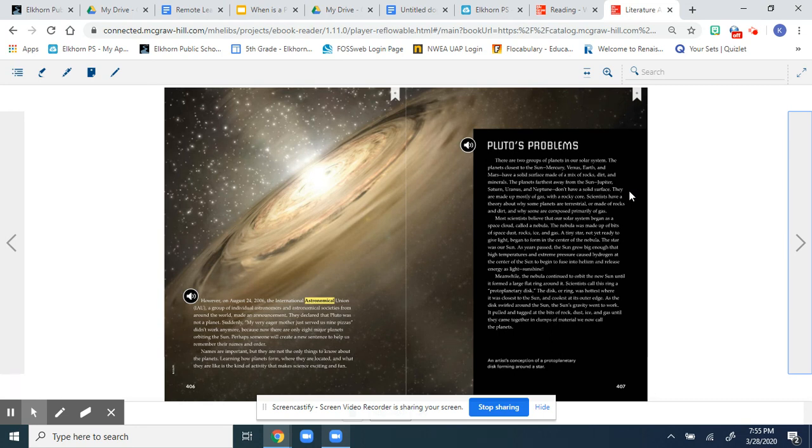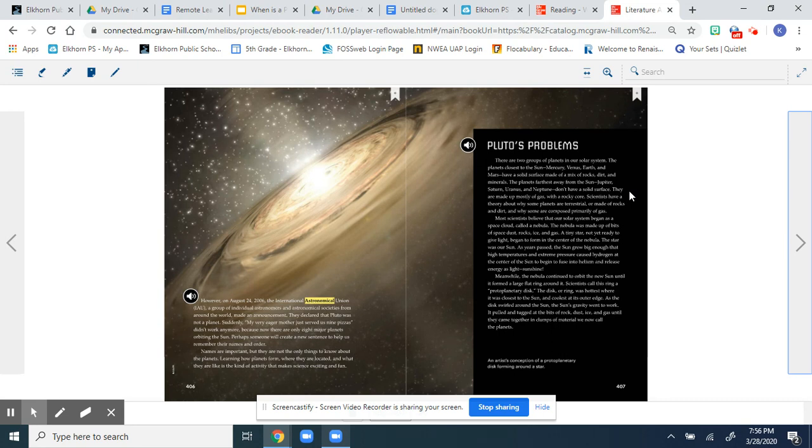Scientists have a theory about why some planets are terrestrial or made of rocks and dirt, and I like that context clue for terrestrial. I'm knowing right away, because it's that definition context clue, it's made of rocks and dirt, and why some are composed primarily of gas. Most scientists believe that our solar system began as a space cloud called a nebula. The nebula was made up of bits of space dust, rocks, ice, and gas. A tiny star not yet ready to give light began to form in the center of the nebula. The star was our sun.